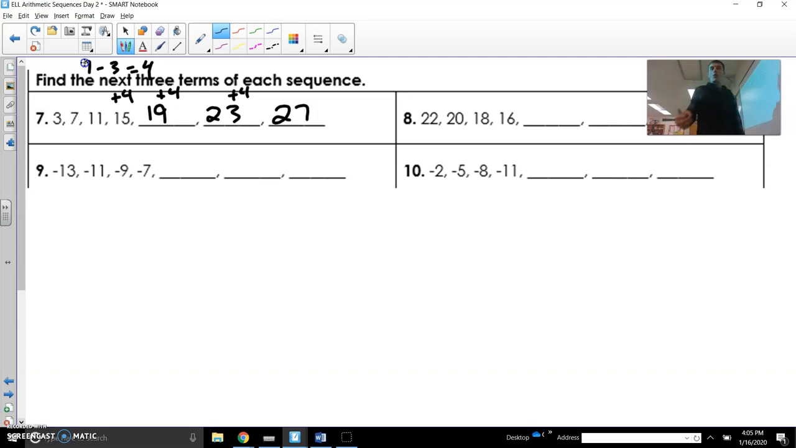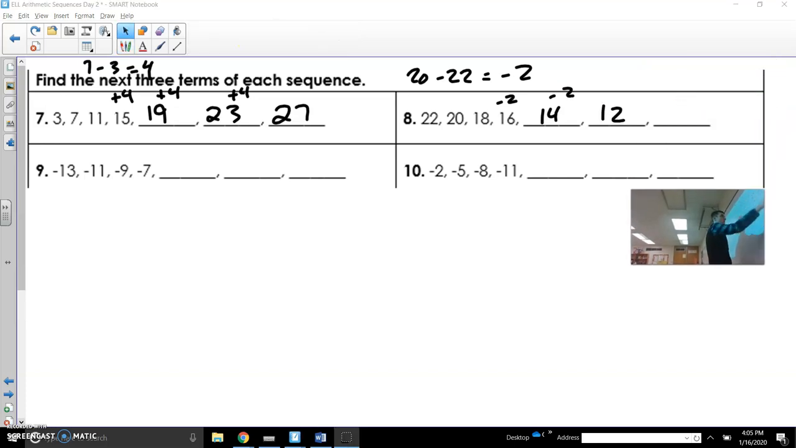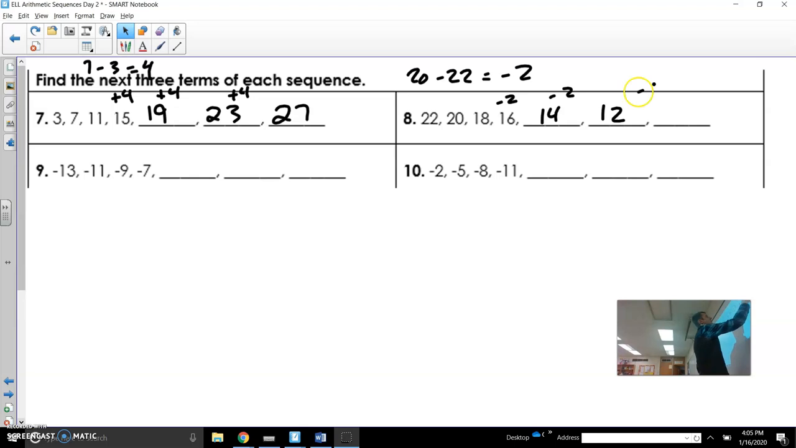So let's now look at one that is more decreasing over time. Again, the second number minus the first number. So I look and see that this is actually going down by 2, and that's why my common difference is negative. So 16 minus 2 is 14. 14 minus 2 is 12. And 12 minus 2 is 10. All right, so you try 9 and 10. Try to tell me what the next 3 terms are and make sure you find the common difference.